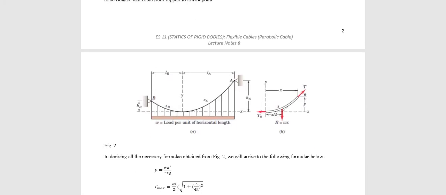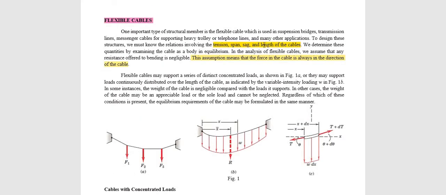See this figure, figure 2. We have this cable with point A and point B. As you can see, it carries a load per unit of horizontal length. For example, this load is actually a rod. So this cable is a parabolic cable because it carries a weight aside from the self-weight of the cable. I don't know if you can still recall what I said earlier about the relationship between the tension, span, sag, and length of the cable.